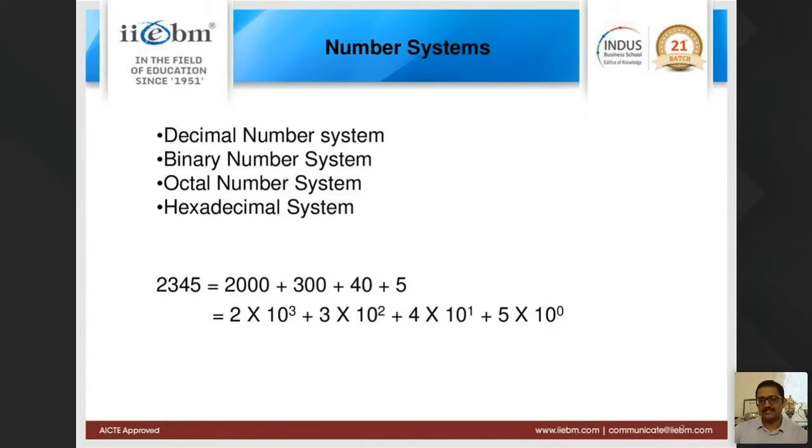Then we have 3 at the hundreds place. We have to multiply the hundreds place digit by 100, which is 10 raised to 2. 2 is at the thousands place, so this digit has to be multiplied by 1000, which is 10 raised to 3. So it is represented in this format: 2 into 10 raised to 3 plus 3 into 10 raised to 2 plus 4 into 10 raised to 1 plus 5 into 10 raised to 0, which comes down to 5. 4 into 10 becomes 40, 3 into 100 becomes 300, 2 into 1000 becomes 2000. So we have 2000 plus 300 plus 40 plus 5, which gives me the number 2345.